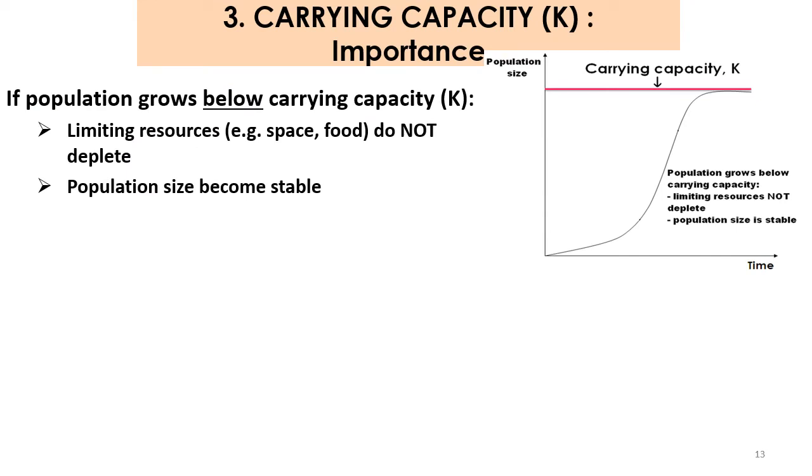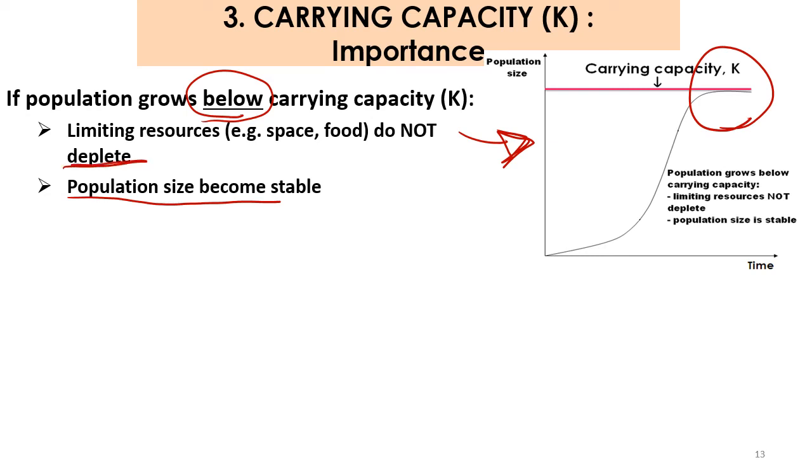If the population grows below the carrying capacity, as you can see in this graph here, the population size will become stable, as you can see in this part. Why? Because the size of the population can still be supported by the system. So this population will not have depletion of resources.